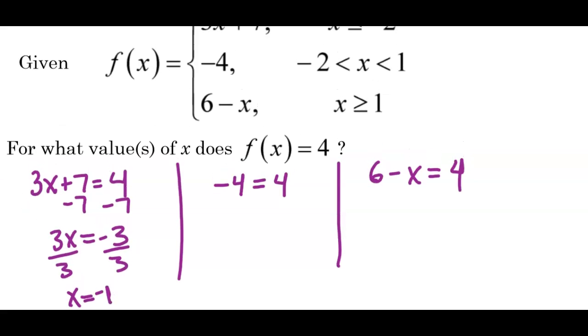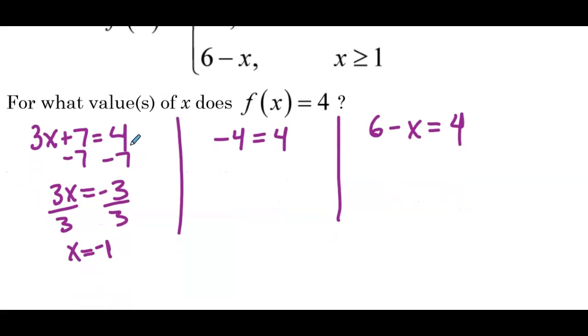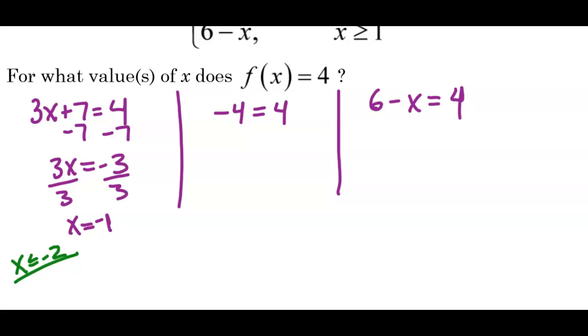Now, it seems perfect, I found a solution. But what we have to check is that the x value we find is in the domain for that piece. The domain for this piece was x is less than or equal to negative 2. So is negative 1 less than or equal to negative 2? It is not, so what that means is there is no input into this piece of the function that outputs 4.